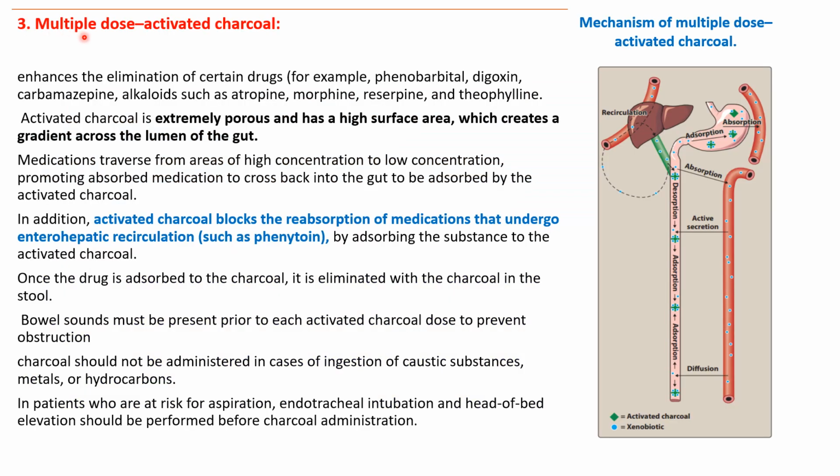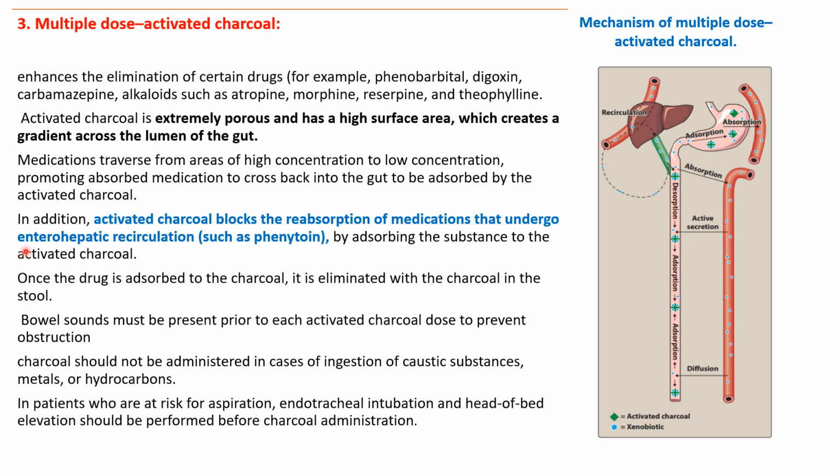And the next one is the use of multiple dose activated charcoal. So this will enhance the elimination of certain drugs, for example, phenobarbital, digoxin, carbamazepine, alkaloids such as atropine, morphine, reserpine, and theophylline. Activated charcoal is extremely porous and has a high surface area, which creates a gradient across the lumen of the gut.